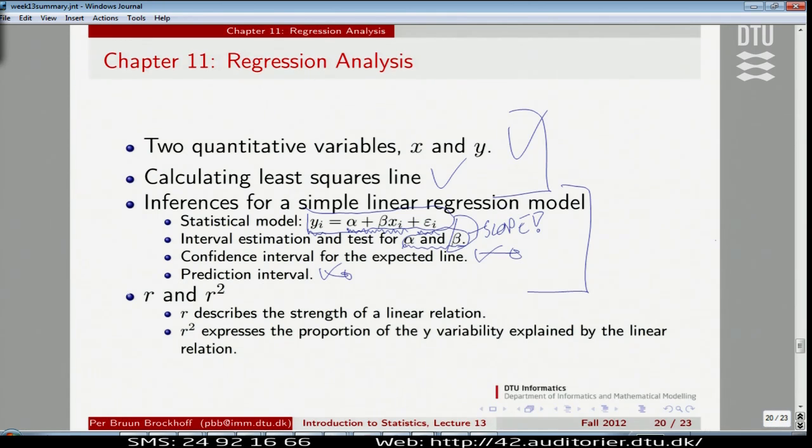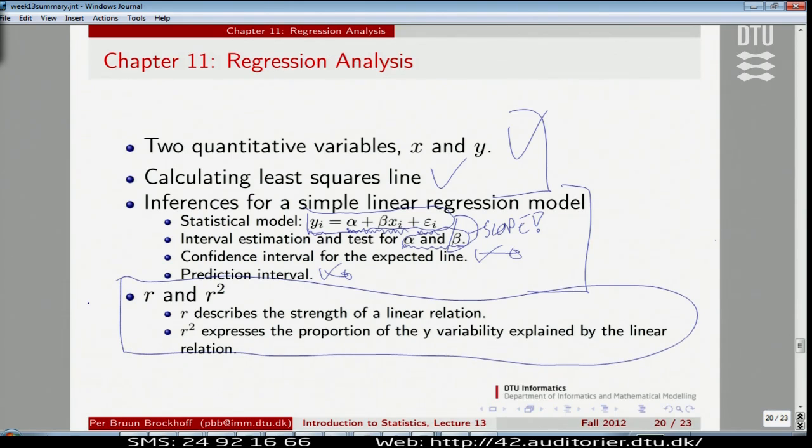Then finally we had some things about correlation and the squared correlation. Correlation was this measure of strength of linear relation between 0 and 1. The squared correlation was the coefficient of determination, also called the explained variation. The amount of y variation explained by x. That was the interpretation actually of the squared correlation, which is between 0 and 1. That was the regression part.